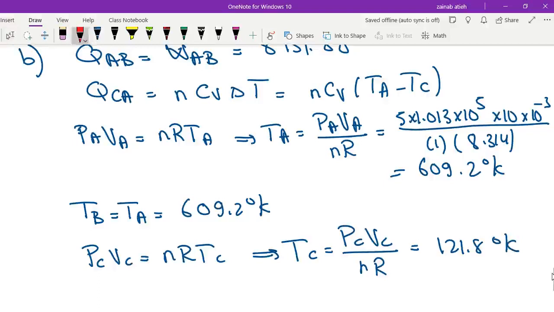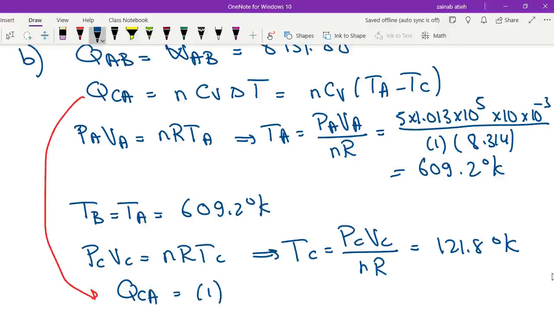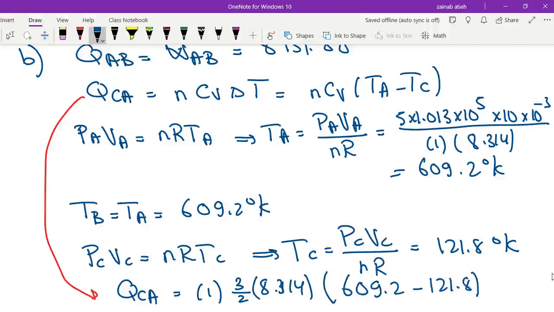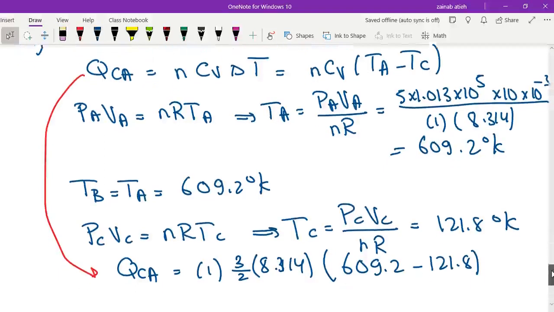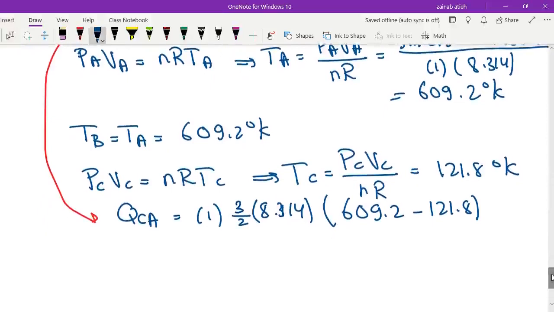Now I can calculate back to this one. I can calculate QCA. It's equal to N, which is 1, times CV, which is 3 over 2R, so it's 3 over 2 times 8.314, okay, this is R, times TA, which was 609.2, minus 121.8. Okay, now I've got everything, I can find the QCA, which is 6078.36. As you can see, it's also positive.